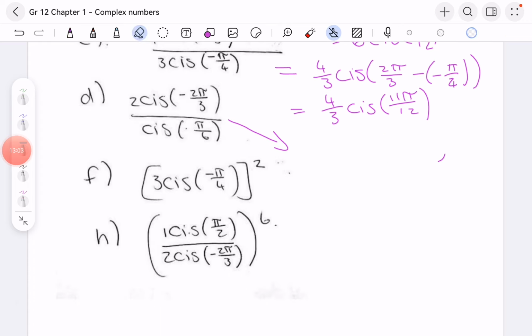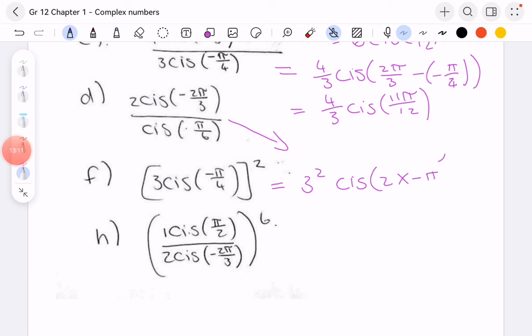At number F, we're seeing De Moivre's theorem. De Moivre's theorem says I have to square the 3, and I have to take that 2 and multiply with the angle. So you're going to get 9 cis negative pi over 2.